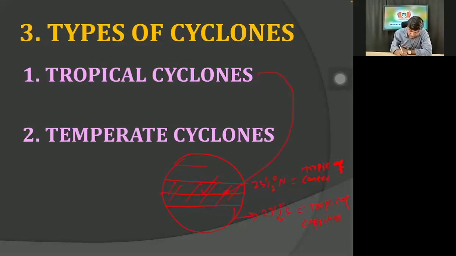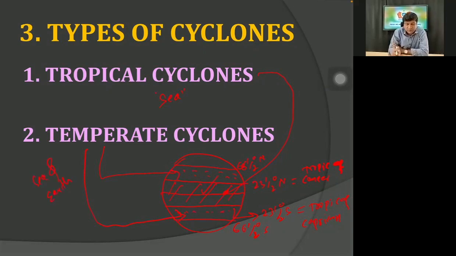And again, up to 66.5 degrees north and 66.5 degrees south, this region we call the temperate region, and the cyclones that originate in this region we call temperate cyclones. This is very, very important. Tropical cyclones originate mainly on the sea, and temperate cyclones originate on both sea and earth. This is a very, very important point again.